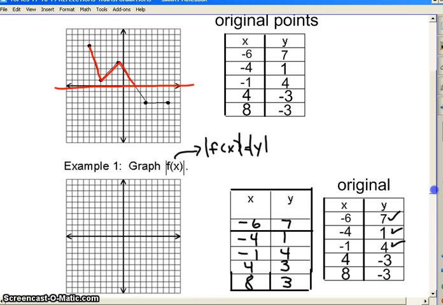Okay, so let's graph that part first, including this part over here. We need to graph that as well, even though those points are not listed in the table. So let's graph all those original points that are above. So negative 6, positive 7, negative 4, positive 1, and negative 1, positive 4.